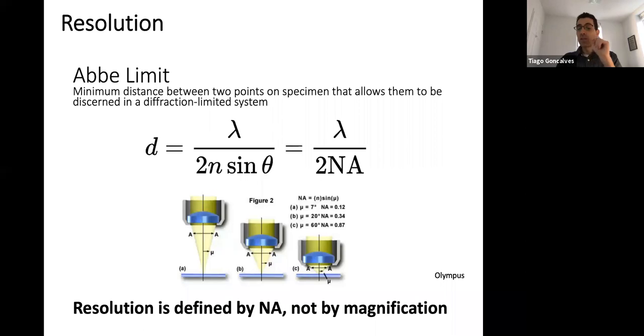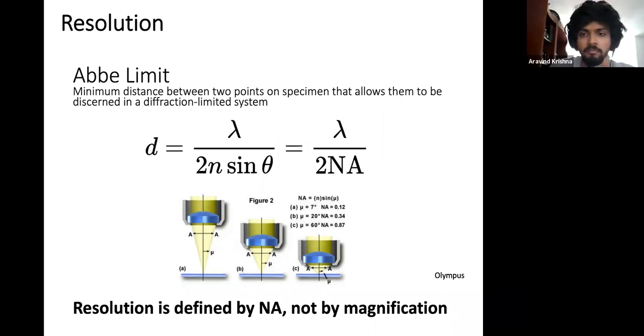And if in doubt, there's even more. If you have a 40x objective and a 20x objective, and they're both the same numerical aperture, let's say both 0.8, which one do you think will have the best resolution? The 40x or the 20x? Or will they have the same resolution? They'll have the same resolution.